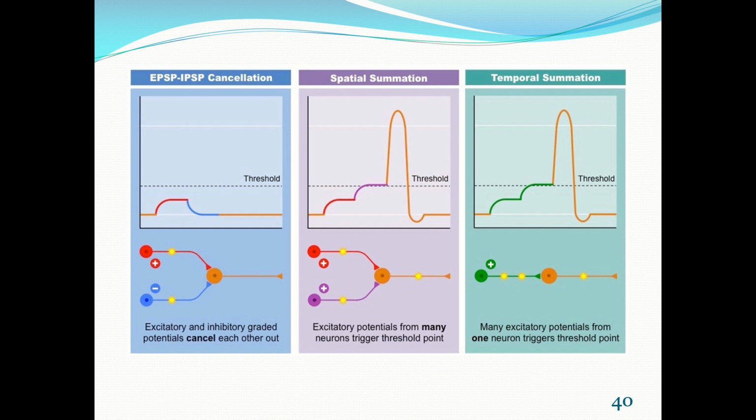We have EPSP and IPSP cancellation. So you get an IPSP from a neuron and an EPSP from a neuron that hit at the same time. So this would be spatial, and it's going to cancel each other out. Then we have spatial summation, which is going to bring us closer to threshold, because we see that excitatory potentials from many neurons will bring us towards threshold. So those are both positives there. And then in temporal summation, this one is going to be that one neuron that's sending multiple impulses in rapid succession, bringing us towards threshold.